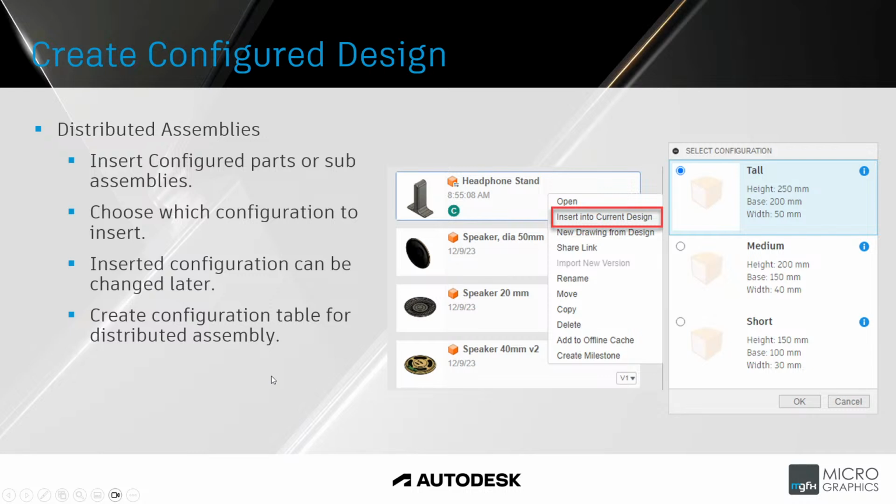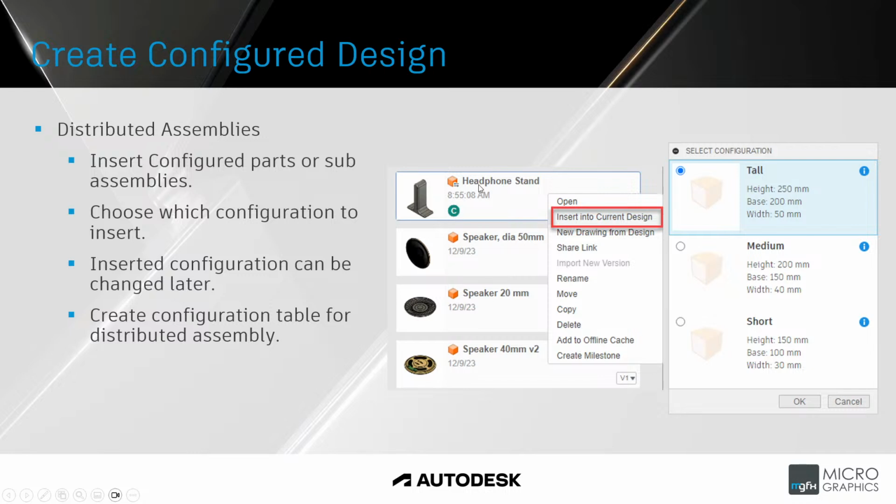Now from a distributed assembly perspective, when you insert a configured part or subassembly into your design, you are prompted to choose a configuration. So we can see here, I created a headphone stand. It is a configured design. You can see the icon there shows two little arrows, one going backwards, one going forwards, showing that you have configurations that you can switch out.